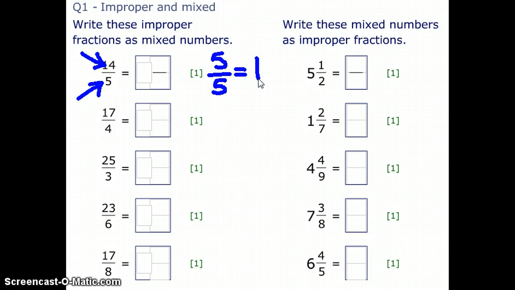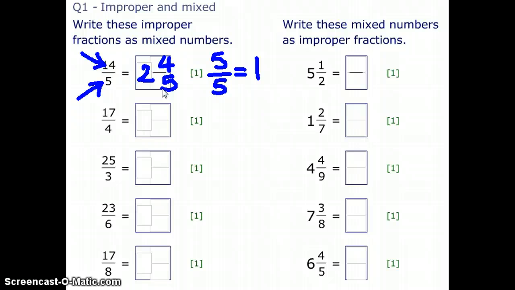So we ask ourselves, well, how many 5/5 can we get out of 14/5? Well, effectively what we're asking is, how many 5s go into 14? Well, we know we can get two 5s out of 14. 2 5s are 10, so we can get 2 wholes, and that leaves us with 4/5 remaining.